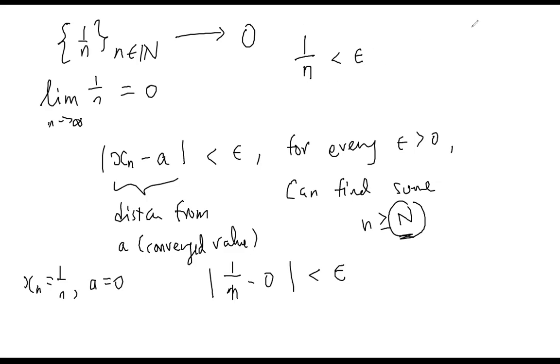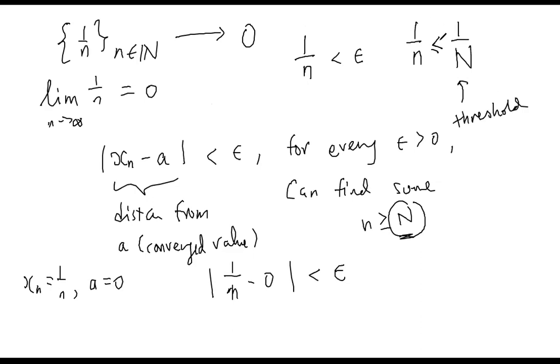Now the simplest way to do that is the following. So 1 over n is less than or equal to 1 over big N, right? So this is your threshold, okay?